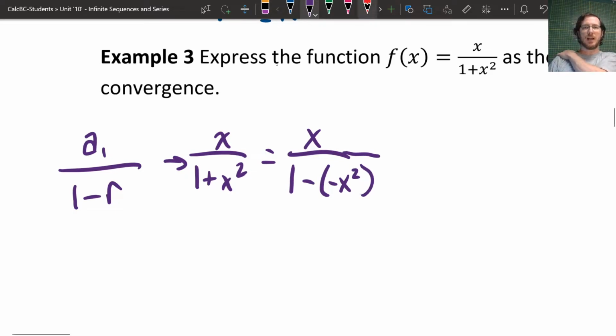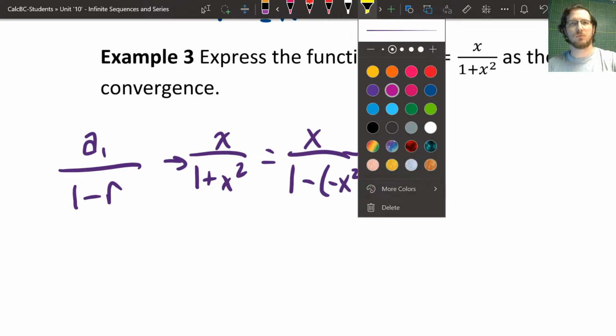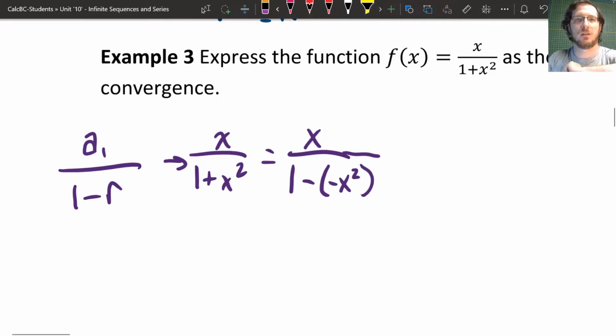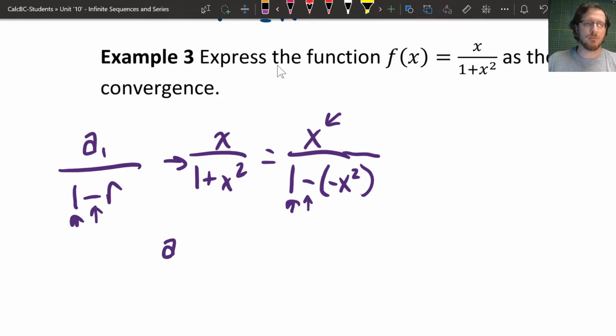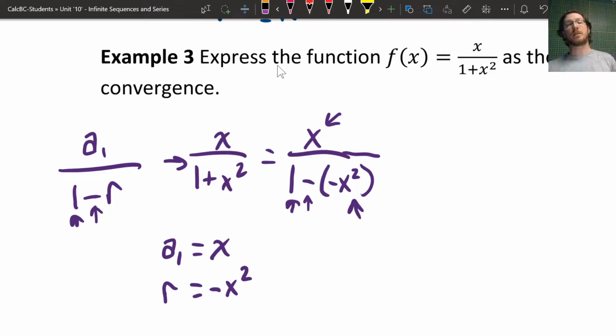Okay, so now we have that. Now we've got that 1 that we need. We've got that subtraction that we need, so we can pull out our initial value. We can pull out our r value. And we can build our power series from there.